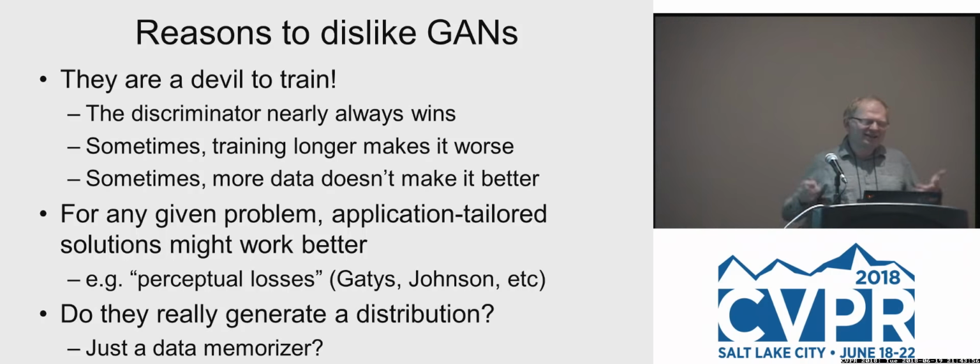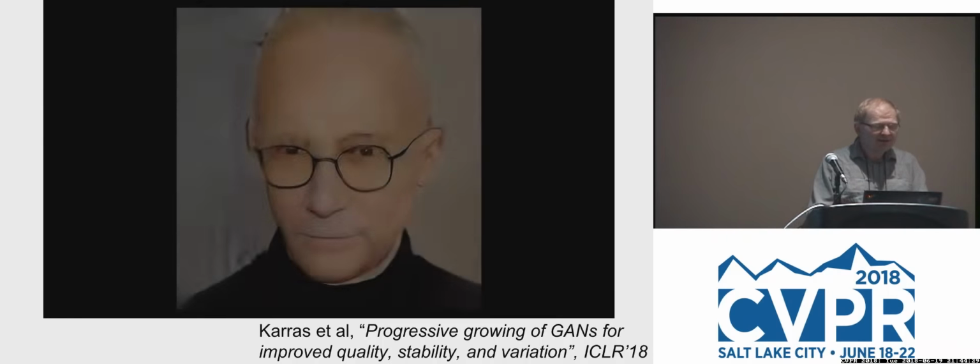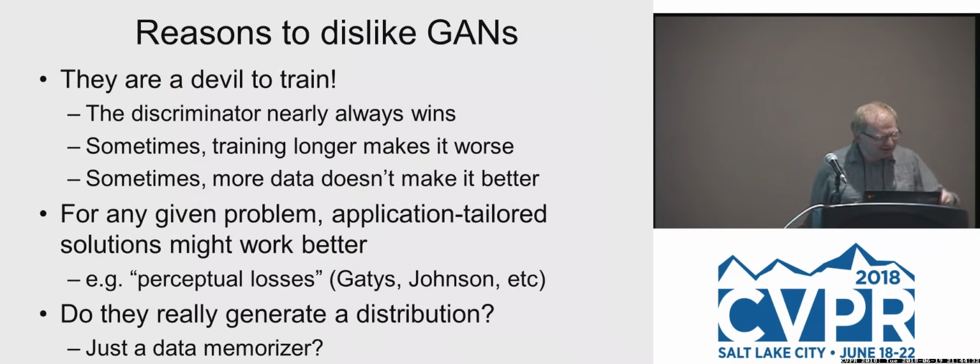Finally, as you already heard today, it's not even clear that they're really a generative model. Do they really generate a distribution? Could it be that they're just fancy data memorizers? There is definitely some evidence pointing in that direction. You have heard some earlier today, and there is some more around. So these are all notes of caution that you need to know before you embark on the GAN train. Oh, sorry, I have an example.